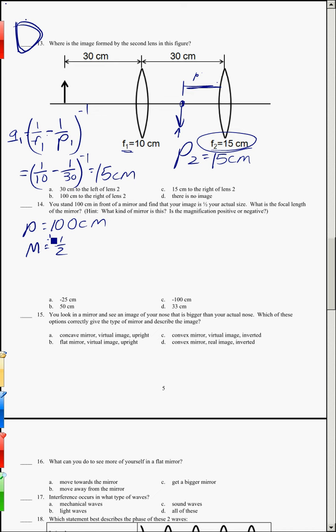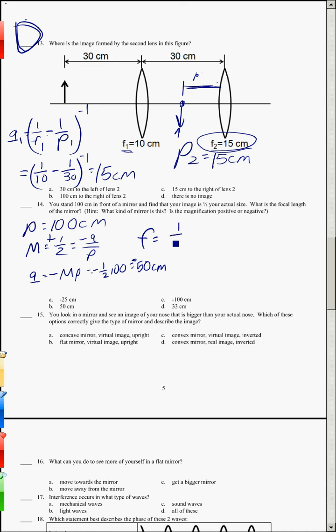I want to find the focal length, but first I have to find my image distance. It's a two-step problem, similar to your homework. My image distance is equal to negative M times P, which is going to be negative 1/2 times 100, which is equal to 50 centimeters. Excuse me, negative 50 centimeters. So Q is equal to negative 50, P is 100, and now I want to find the focal length. It had better come out negative because I know that convex mirrors have a negative focal length.